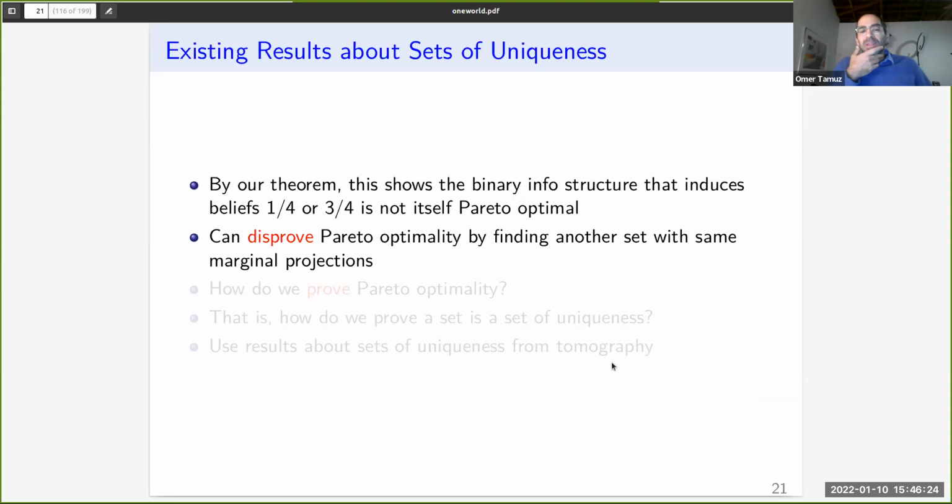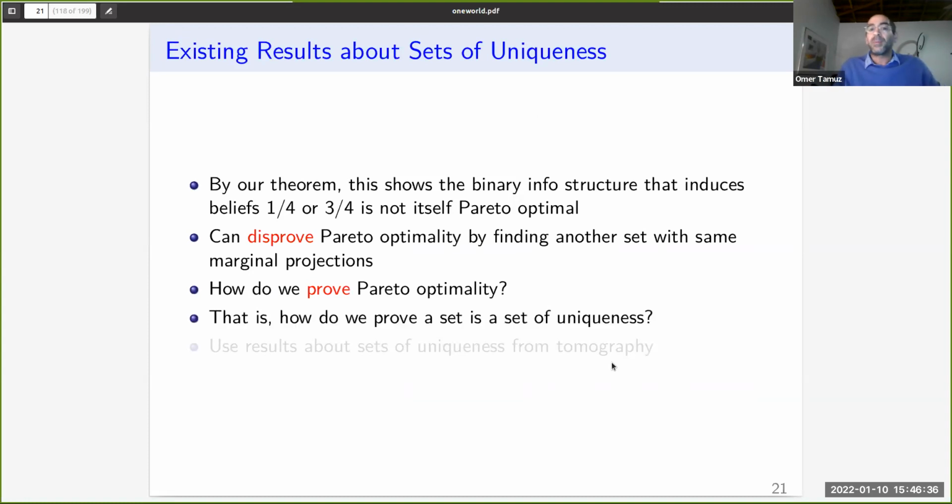Good. So this is an example of how you disprove that something is Pareto optimal by finding another set with the same projections. This is what this theorem allows you to do. But how do you prove that something is optimal? How do you prove that a set is a set of uniqueness? So this is something that people have looked at for various reasons.